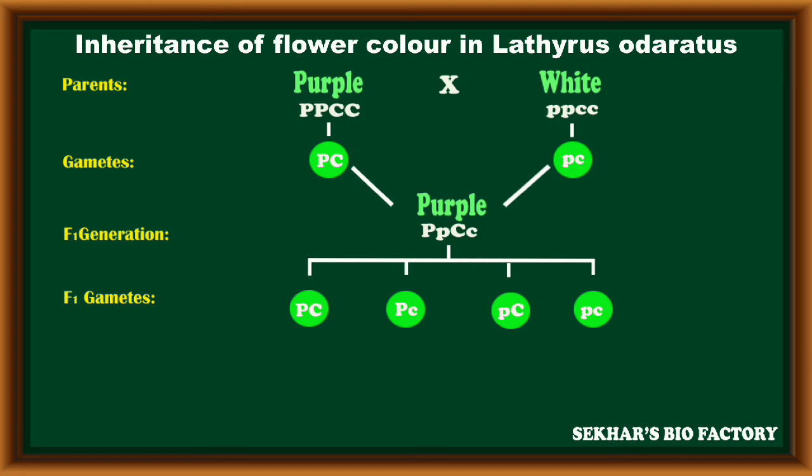Again, we conduct a self-pollination or self-cross between two F1 hybrids. Now, the F1 hybrid with the heterozygous condition can produce four types of gametes. In this, 25% of gametes have capital P, capital C alleles, 25% have capital P, small c alleles, 25% have small p, capital C alleles, and the remaining 25% have small p, small c alleles.